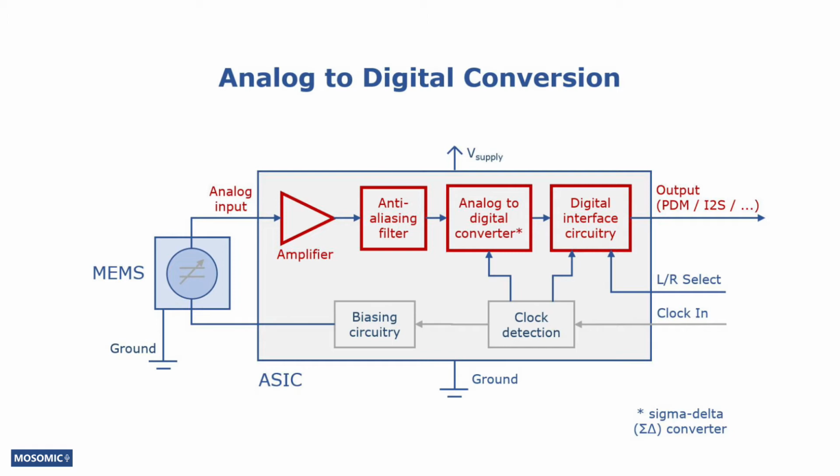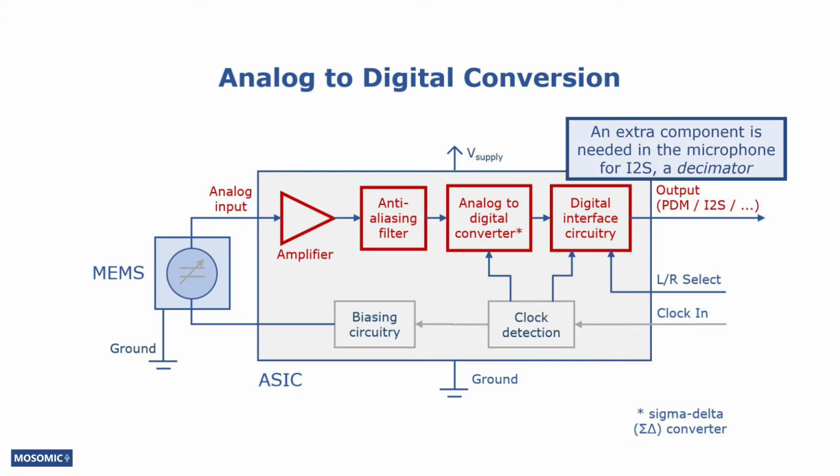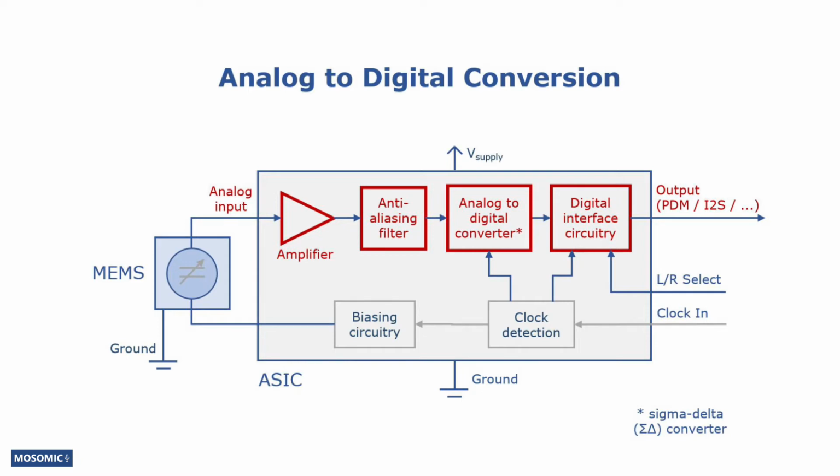In MEMS microphones, the digital output format is typically PDM, pulse density modulation. Another digital interface possibility is I2S that carries a PCM, pulse code modulated, signal. In the case of PDM, the conversion method is typically a sigma-delta converter. After the conversion, the digital signal goes through the digital interface circuitry that configures the signaling for the interface. Typically, this includes determining on which PDM interface channel, left or right, the microphone transmits data.